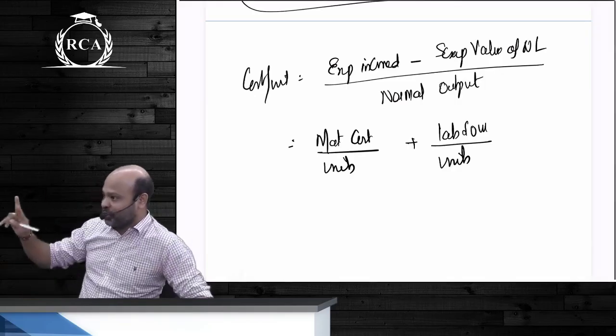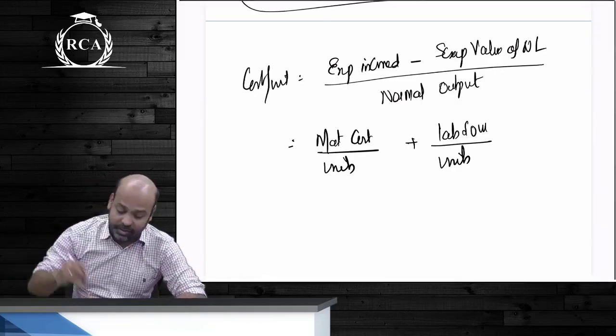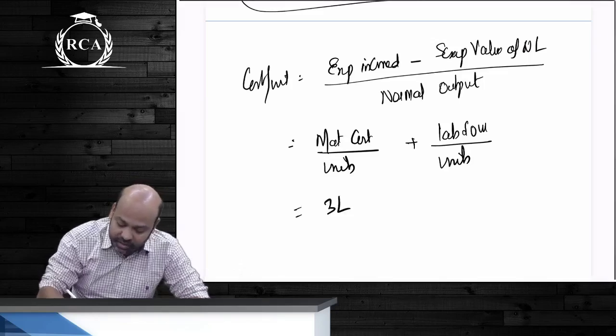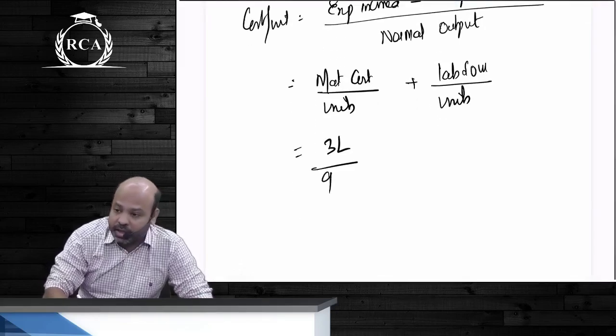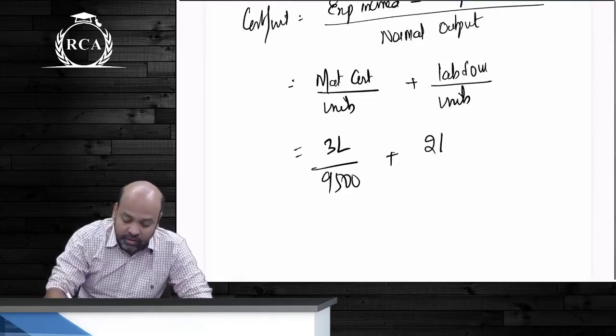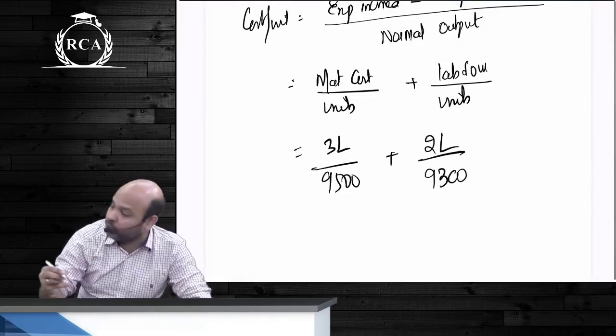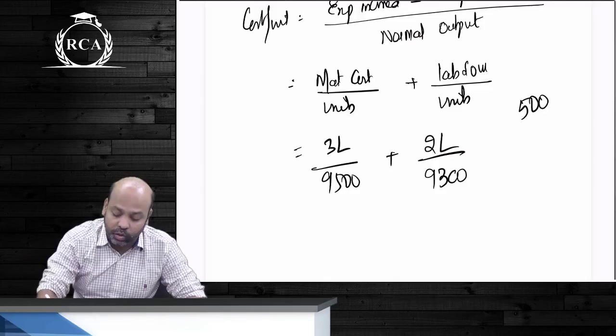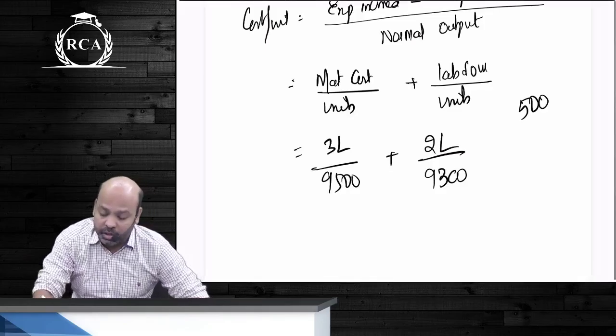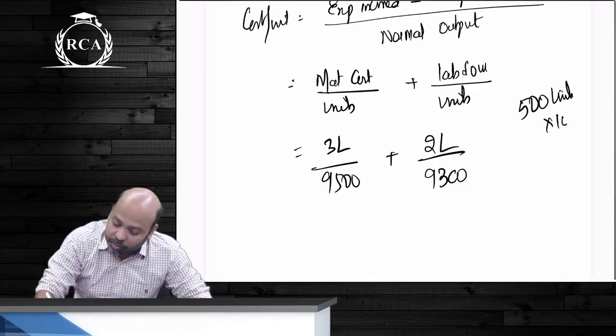Scrap value of normal loss will not come twice separately. Let's say in our example, material cost is 3 lakhs divided by 9,500 units, and 2 lakhs divided by 9,300 units. Scrap value I just told you. Are you all following, guys? Scrap value I just told you, beta: 500 units at 10 rupees, 5,000.